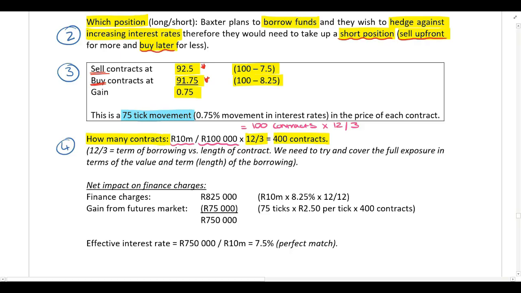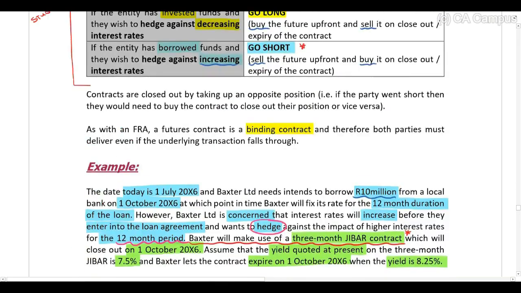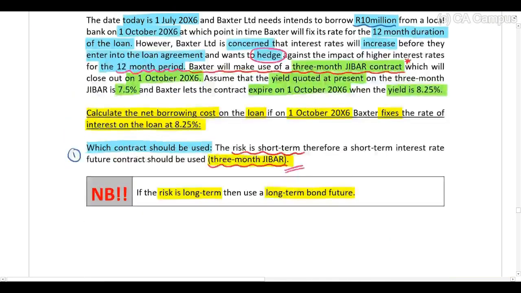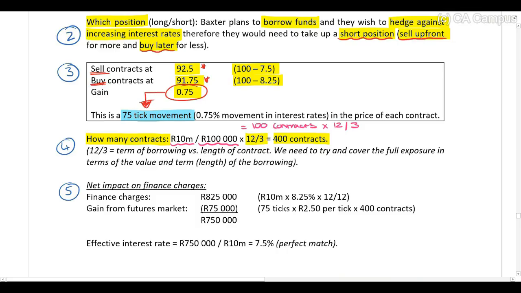Then lastly, we can calculate the financial impact of using this futures contract. In step 3, we calculated that we make a gain of 0.75 on the futures contract. And I told you that that gain is referred to as a 75 tick movement. Now, if you go back to the rules on the previous page, the value of 1 tick movement is 2 Rand 50. So if we want to calculate the Rand value of this gain, we know that at 75 ticks, the value of 1 tick is 2 Rand 50. And we also calculated in step 4 above that if we want to hedge interest rate risk, we need 400 futures contracts. So that gives me a gain of 75,000 Rand.